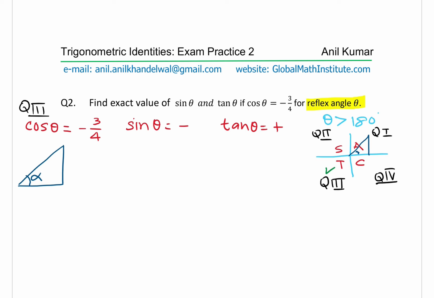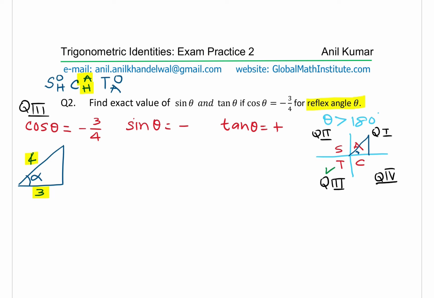So cosine is the ratio of base to hypotenuse, correct? So remember SOHCAHTOA, which is sine is opposite over hypotenuse, cos is adjacent over hypotenuse, and tan is opposite over adjacent. So cosine, which is given to us, is adjacent over hypotenuse. So that is your adjacent side. This is the hypotenuse. So you get minus 3 over 4.